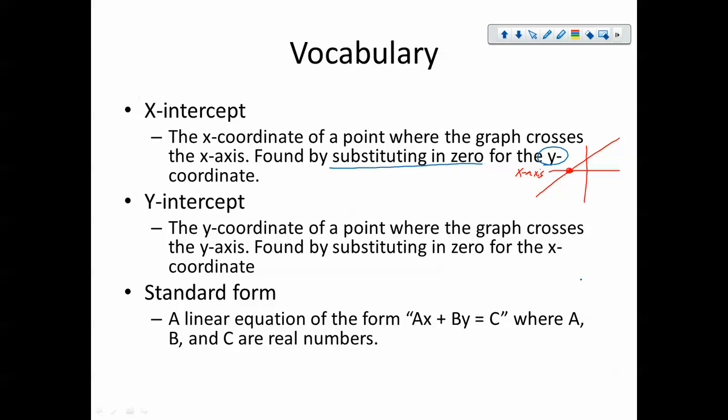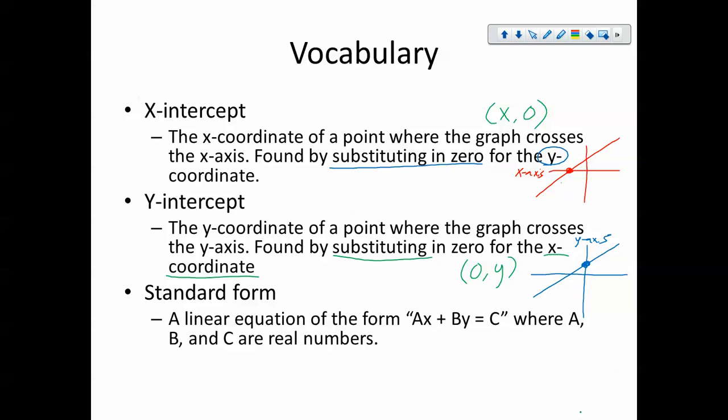The y-intercept is the opposite. It is the point where it crosses the y-axis, because the vertical one is the y-axis. We find that by substituting in 0 for the x-coordinate. So here we're going to have the x-axis with 0 for y, and down here we're going to have 0 for x with the y-coordinate. The x-intercept crosses the x-axis, so it's a 0 for y. The y-intercept is the 0 for x.